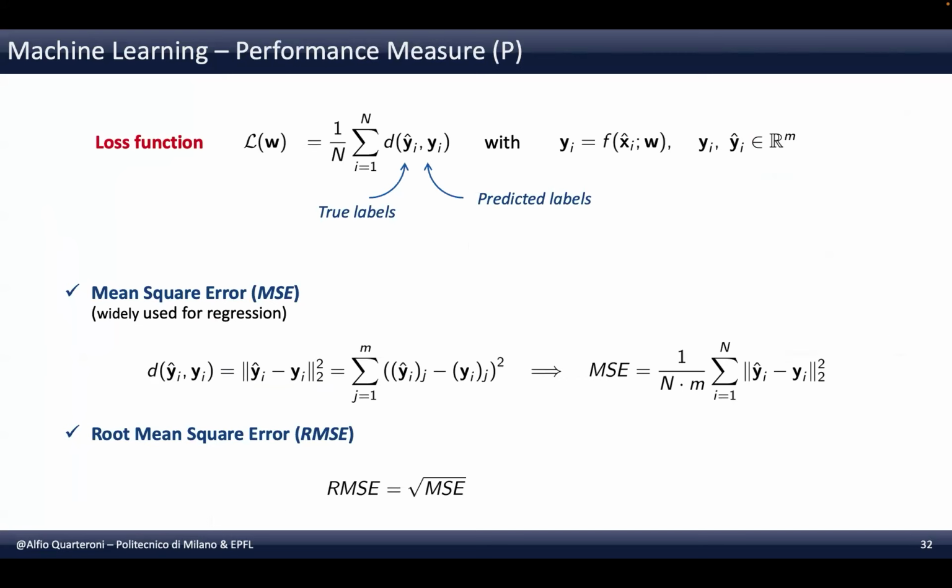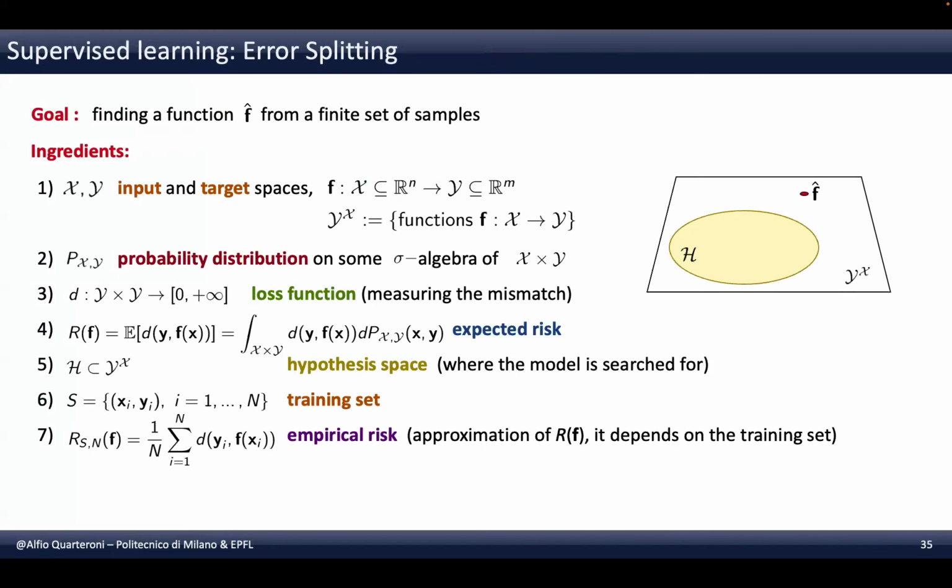A performance measure. Well, how do you select the loss function? Basically, you need a distance between the predicted value of the model and the actual value of the training set, and this can average the errors that you are making. You can use mean square error, root mean square error, and you have other more sophisticated, say, performance measures.